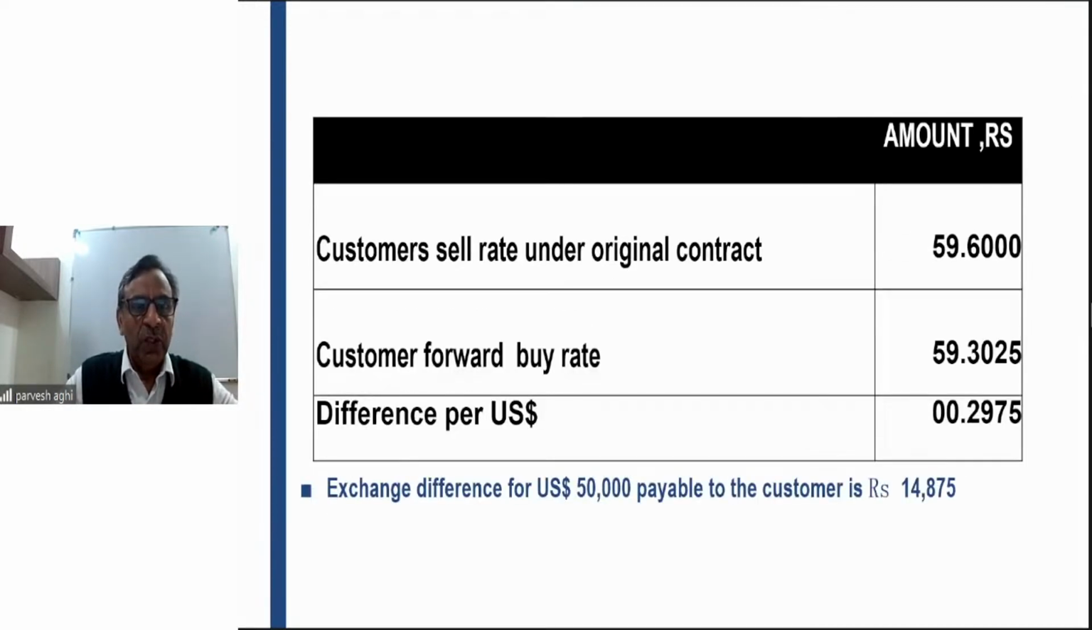Okay. So this is multiplied by 50,000. Now, what happens is that the customer has bought at 59.30 and the customer sells at 59.60. So there is a profit to the customer, 0.29. So this amount will be payable to the customer. So the bank generally pays off this amount to the customer if there is a gain. If there is a loss, the bank is going to recover the loss from you.